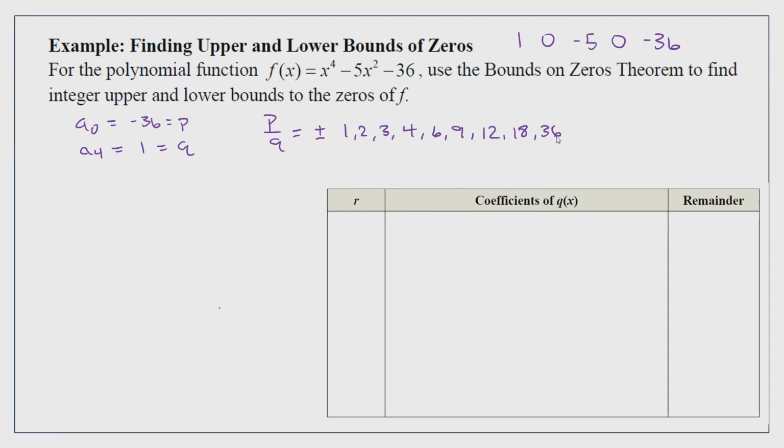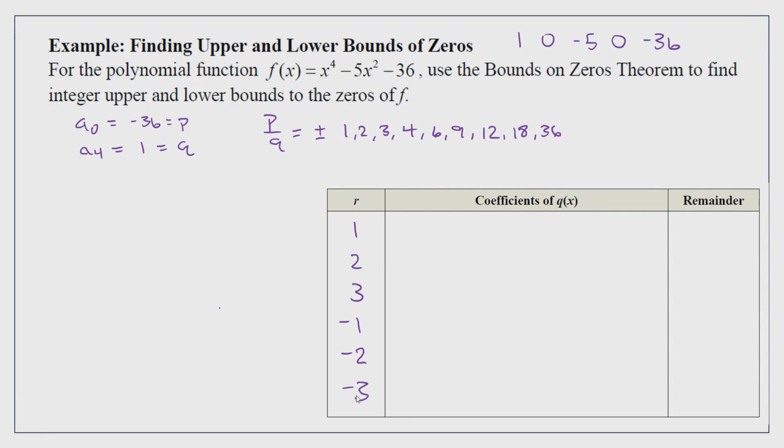Yep. All right. So what we're going to do now is we are going to test some of these integers. I'm not going to test them all because the goal is to find the upper and the lower bounds. Okay? So I'm going to choose some positive and I'm going to choose some negative. The positives are going to tell me my upper bounds and my negatives are going to tell me my lower bounds. So for R, I'm going to test 1, 2, 3, and I'm going to test -1, -2, and -3 just for this example.